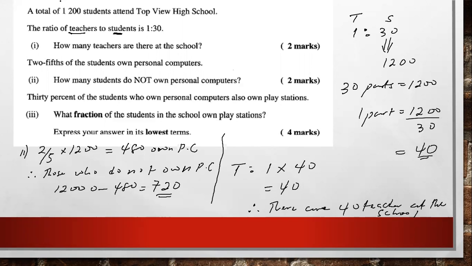So let's take it step by step. 30% of the students who own personal computers also own a PlayStation. What fraction of the students in the school own a PlayStation? They are looking at the fraction. Now, the first statement says 30% of the students who own. How do I find that 30%?